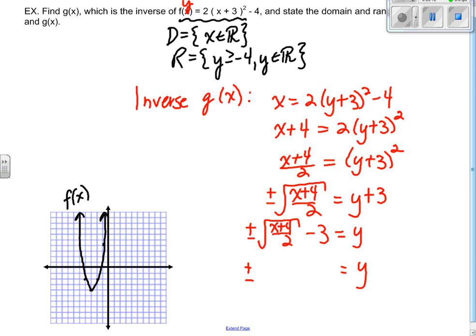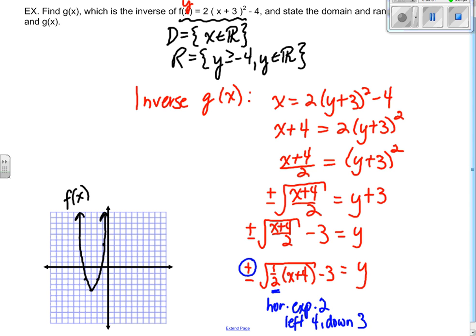Positive or negative, which I can only do one at a time, square root of, I'm just going to write that as a half x plus 4. In order to graph that, I'm going to do the positive functional arm first. So I'm going to do the positive square root of a half x plus 4, take away 3. That is a horizontal expansion, factor 2, for the square root function. It will be left 4, down 3.